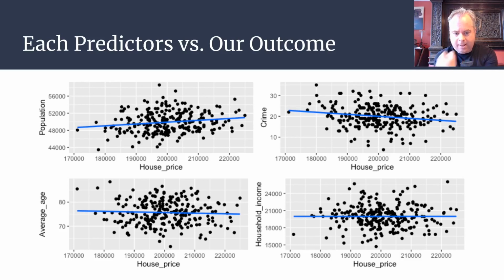Here I've put house prices on the x-axis of each of these panels, and then I've done 4 plots, one for each of our predictors, and I've fitted a simple regression line for just that one predictor. We can see that for the population variable, as we had in the correlation matrix, there is a weak positive correlation between the 2 variables. For crime, there seems to be a weak negative one. So we can get a little bit of a feel, just from visualizing the data, for what might be going on in our data set.